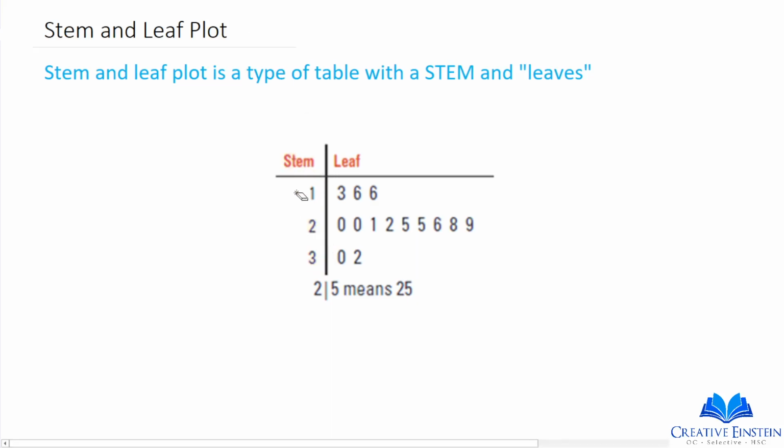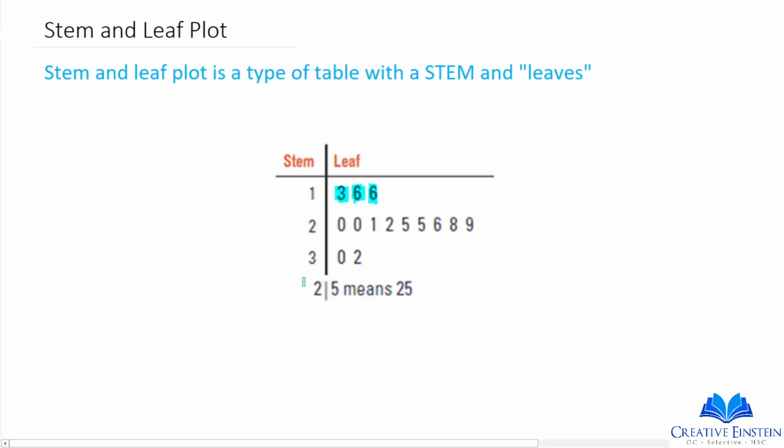And you will also have your leaves. The leaves are here, they're always single digit numbers. So the leaves, first value is 3. That's next to the 10, so that value would be 13. Next to that is 6. Still in the tens row, so that value will be 16. And the last one is also 6. Again in the tens row, so it's 16.